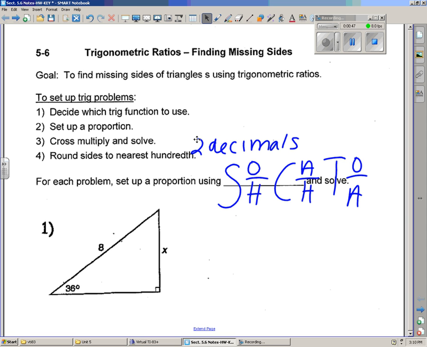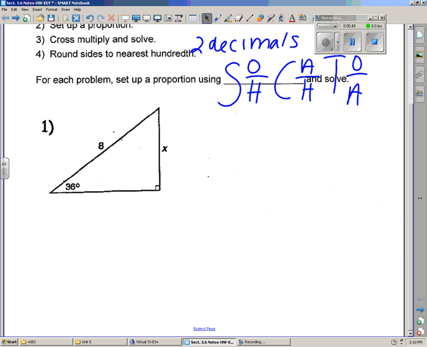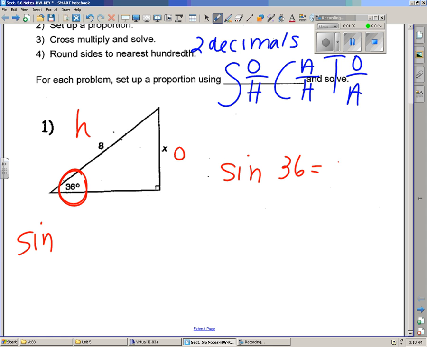So we've got this first picture here, and we've got the angle that's 36 degrees. So 36 is our reference angle. Then the x value happens to be the side opposite 36, and the 8 happens to be the hypotenuse. This would now be a sine function. So then you would say the sine of 36 degrees equals the opposite x over the hypotenuse, which is 8.